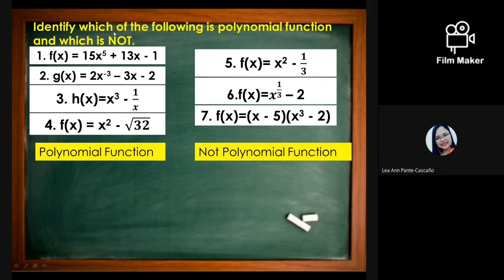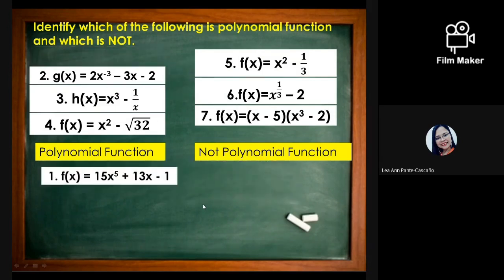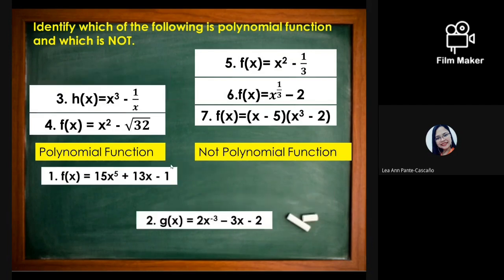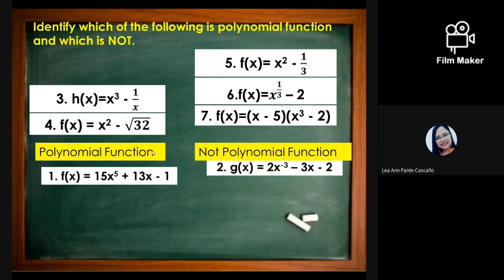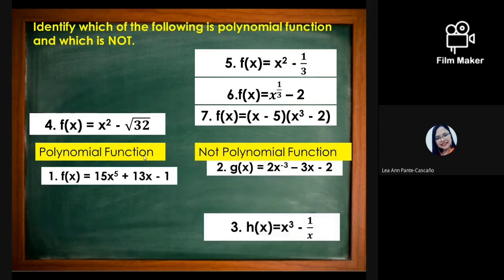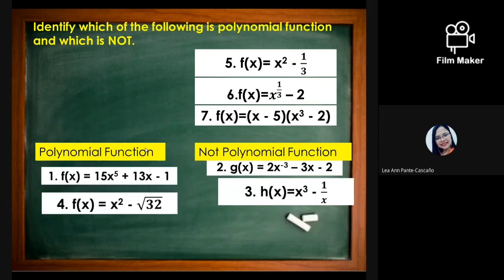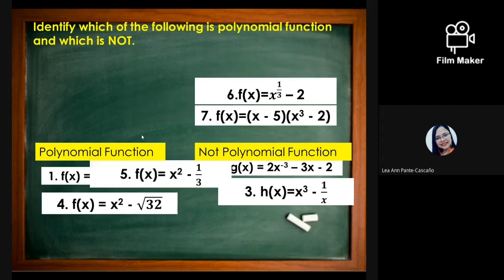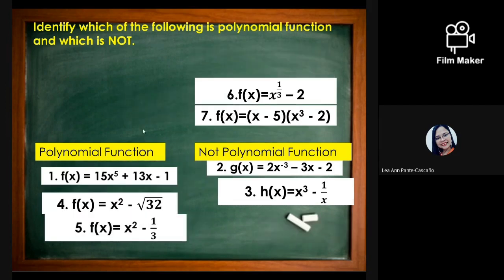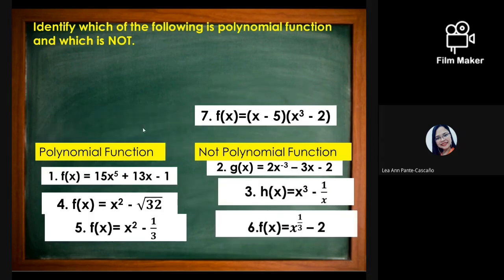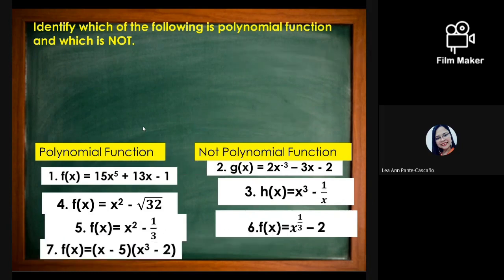Alin po kaya dito yung mga polynomial function? Let's see. Let's have number 1. Okay, number 1 po is polynomial function. Number 2, this is not polynomial function. Number 3, this is also not a polynomial function. Number 4, this is polynomial function. Number 5 is also a polynomial function. Number 6 is not a polynomial function. And number 7 is polynomial function.